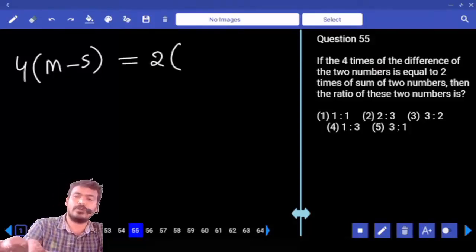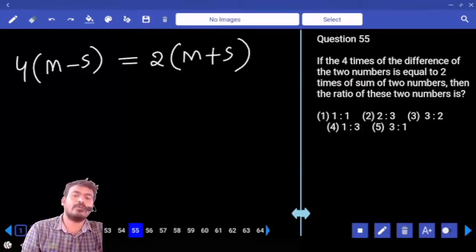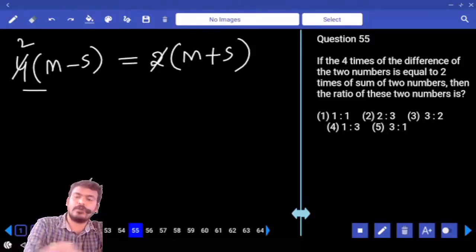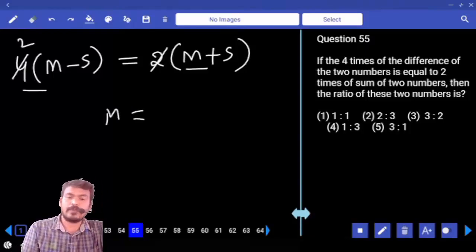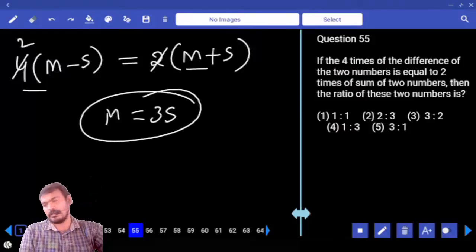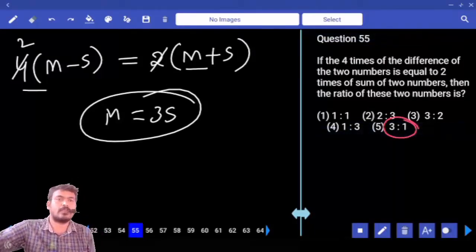What is the sum of the two numbers? M plus s or m minus s? M plus s. 4 into m minus s, it is equal to 2 times of m plus s or not? 2 how many times 4? 2 times or not? One is 2m, another one is m. What is the difference? M. One is minus 2s, another one plus s. Negative 2s becomes positive 2s. Total it is 3s or not? M equal to 3s. Nothing but ratio is 3:1 or not?